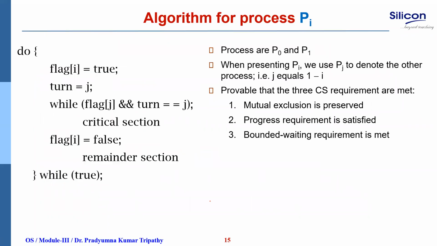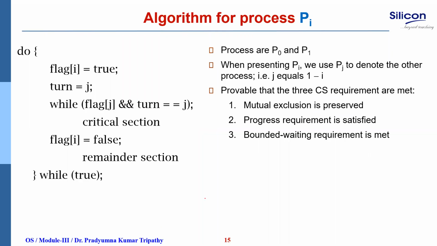Any process, whether it is process Pi or Pj, any process wants to enter, what will it do? There are two processes we have already assumed, P0 and P1, because initially I have told Peterson solution is for two processes only. When presenting Pi, what is the value for Pj then? Pj is 1 minus I. If I is 0, 1 minus 0 is 1. If I is 1, then 1 minus 1 is 0.